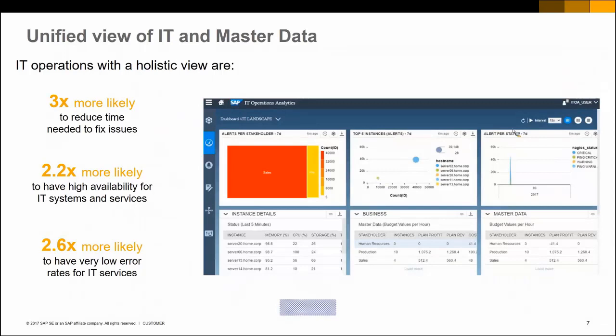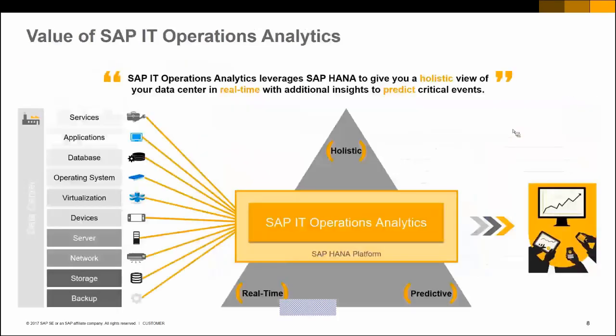So what you need is a unified view across all the tools that combines the information you get with business data. So have an idea of who owns a server or is using a particular piece of IT infrastructure, whether it's related to revenue, and if so, how much revenue that relationship is. And that's where the value of SAP IT Operations Analytics comes in. It is built on the HANA platform, so it leverages HANA's real-time capabilities.